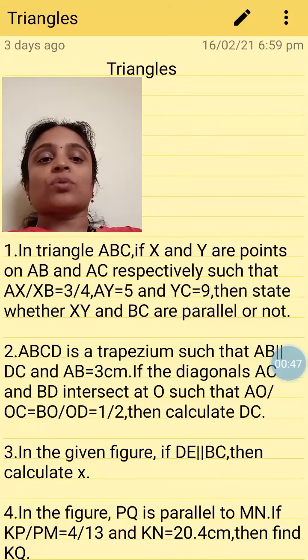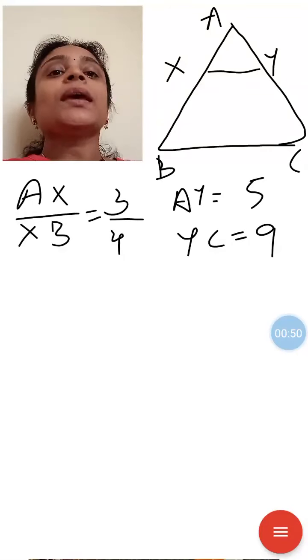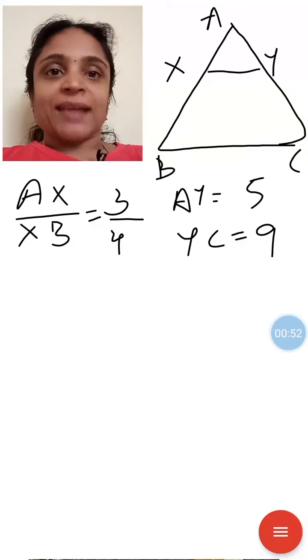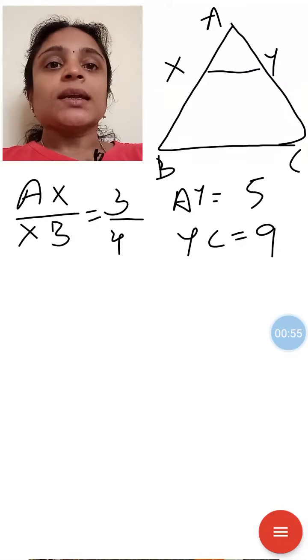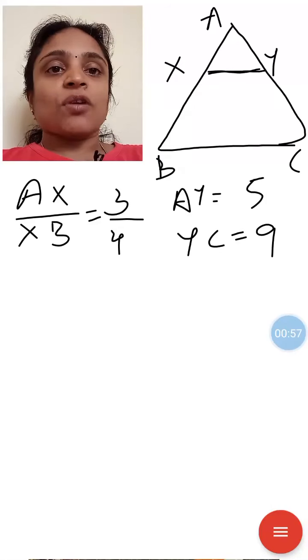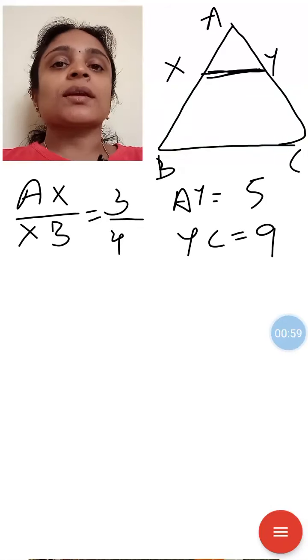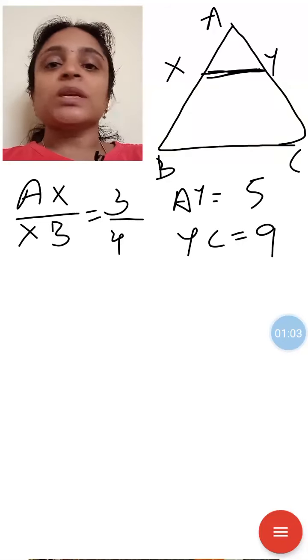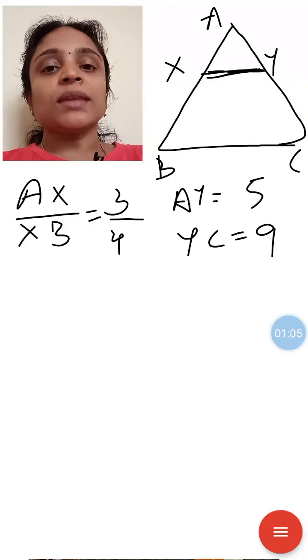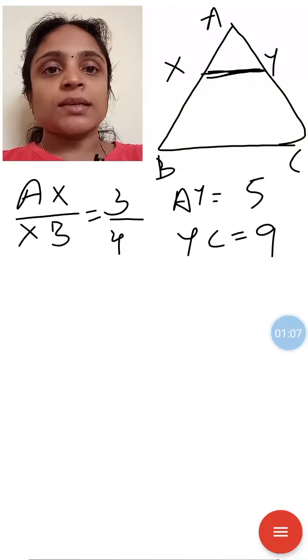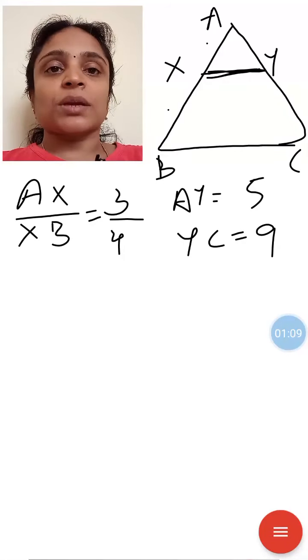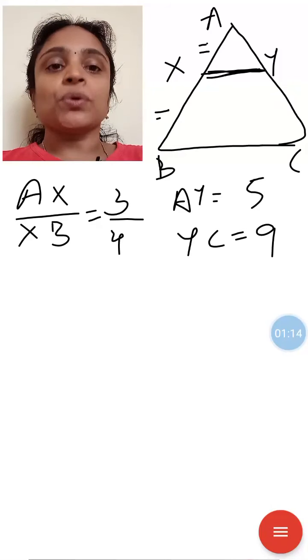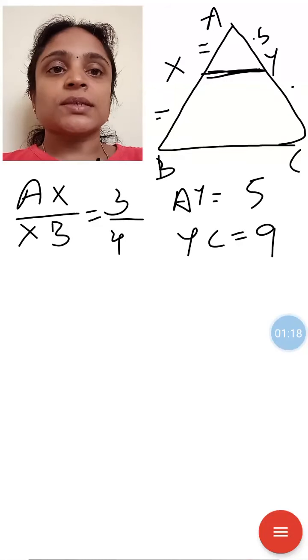So, we can draw this triangle. Here, given that in a triangle ABC, one line is drawn, this XY is drawn. We have to find whether this XY is parallel to BC. Okay, and given that AX by XB equal to 3 by 4 and AY equal to 5. This is 5 and this is 9.